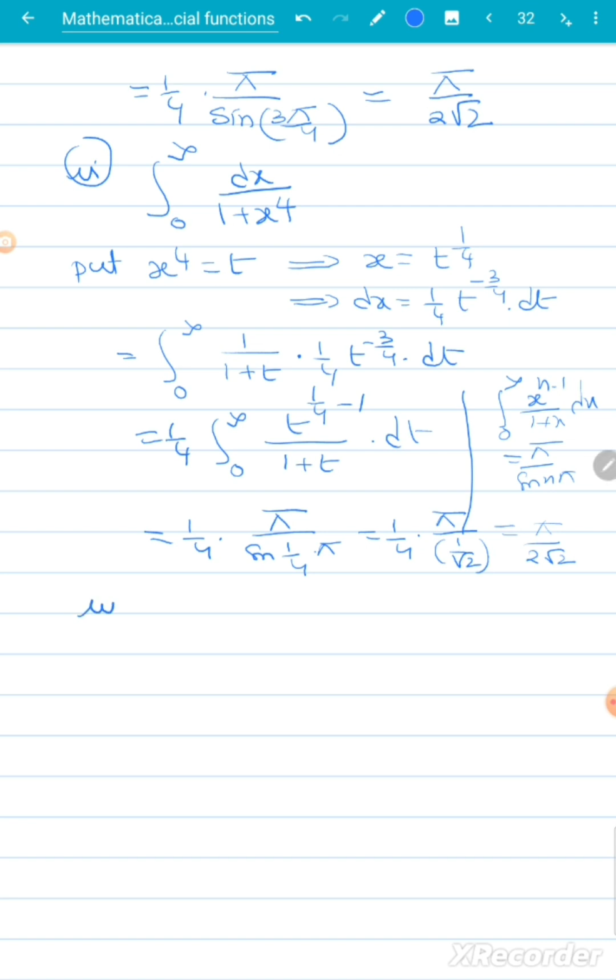Now, the integration from 0 to infinity of x by 1 plus x to the power of 6 into dx.